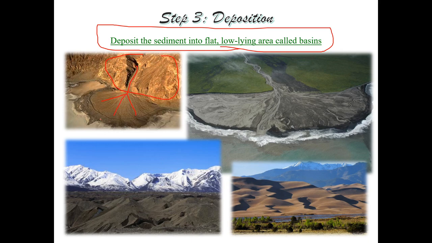These structures of sediment coming out of the mouth of a canyon are called alluvial fans. So you see alluvial fans here. This is a delta, where a river is bringing in all of this sediment from all over the place and spreading its load into the sea. That's called a delta.